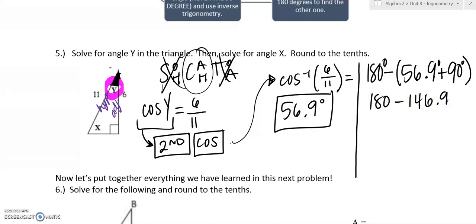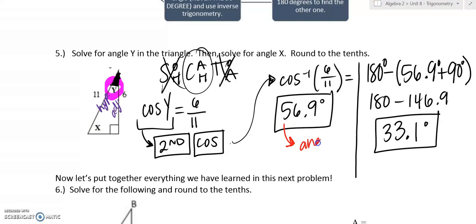So if I do 180 minus 146.9, you could just type that straight into your calculator. Give it a second, let your calculator think. I'm going to get 31.1 degrees, because it's solving for that angle in the corner. To clarify, right here would be angle Y. That was the first one we solved. The second one we just solved with process of elimination would be angle X. The reason I know they're angles is because they're capital letters tucked into those corners.